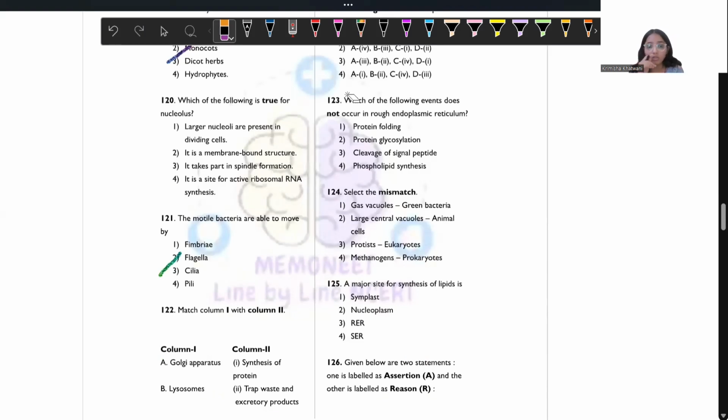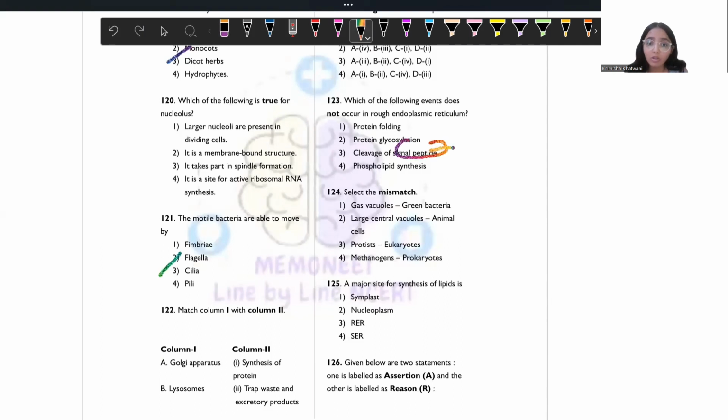The next question is, which of the following events does not occur in rough endoplasmic reticulum? The answer to this question is fourth option, phospholipid synthesis. Rough endoplasmic reticulum synthesizes protein, folding, everything related to protein. So signal peptides are also peptide. Peptide is also protein. So all this is protein, all this occurs in RER, but this is lipid. No, it occurs in SER, not in RER. Understood? So answer is option 2.